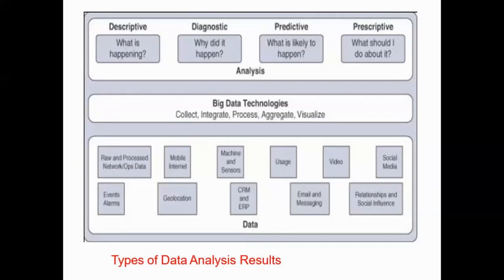The technology to do this can be big data technology that collects, integrates, processes, aggregates, and visualizes. Only one line is written here, big data, but all the data analytic techniques can be used here: data mining, data analytics techniques, and also machine learning or AI techniques. So how do we get the data? Data come from sensors: event alarms, geolocations, video, social media, machines. So many types of data can be generated, the corresponding technology is used, and based upon that, the result may be descriptive, diagnostic, predictive, or prescriptive.